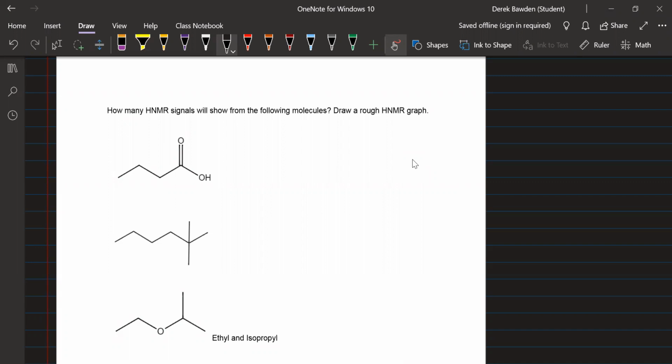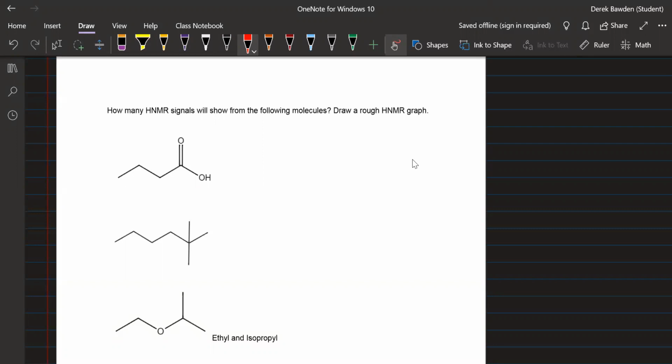So first we're going to look at how many H NMR signals are going to be in each of these molecules, and then we're going to draw a rough H NMR graph. Feel free to ask any questions via your mic or in the chat. So first we want to look at how many signals are going to be in the following molecules.